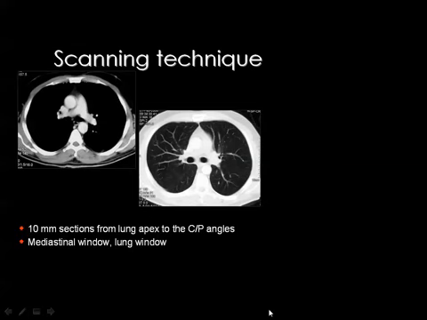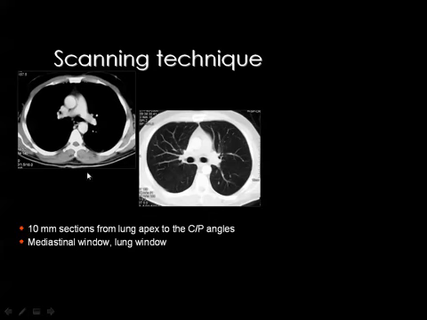Then the machine will take a section and move the bed 1 centimeter, then take another section, and so on. And whenever you see the section on the screen, you should have this appearance and this appearance for every slice. What is this appearance? This is known as the mediastinal window, and there is a button on the keyboard signed as the mediastinal window, and another button which is specific for the lung window.